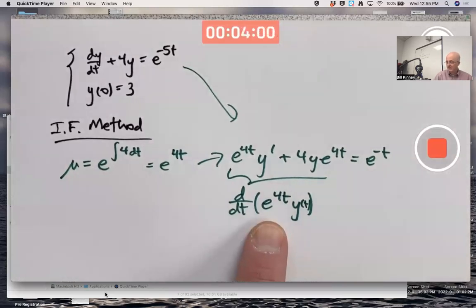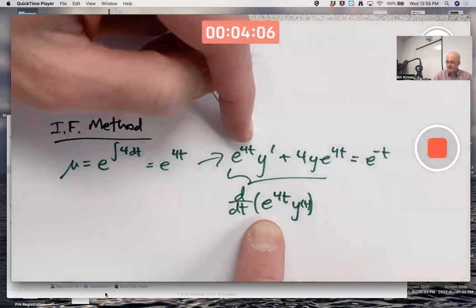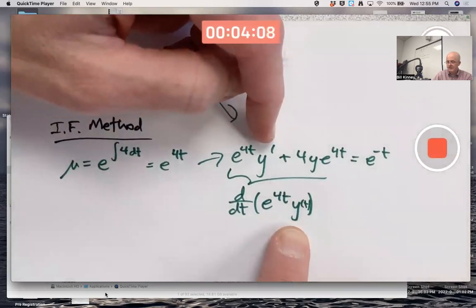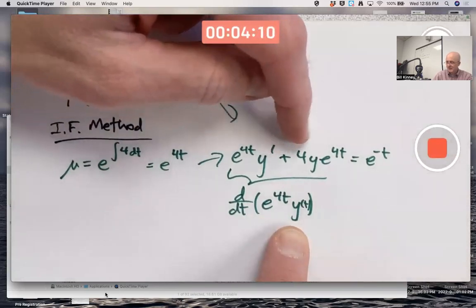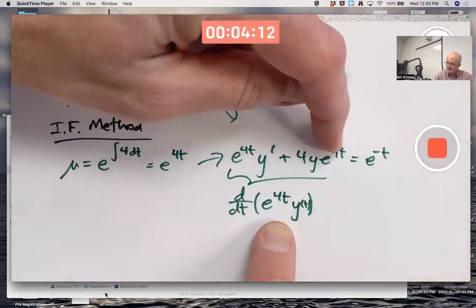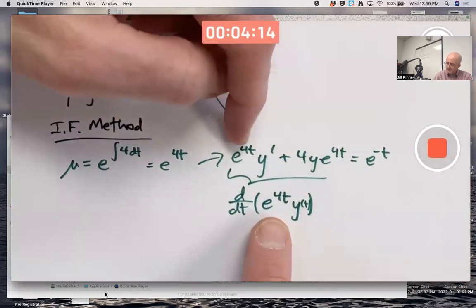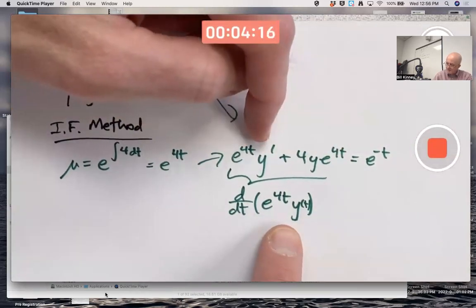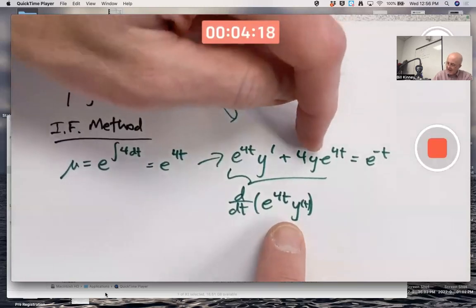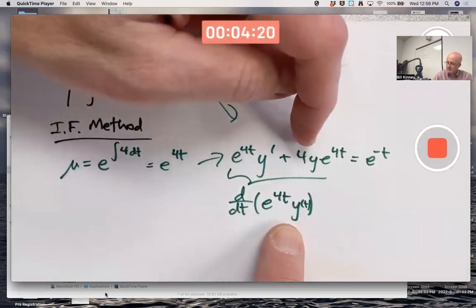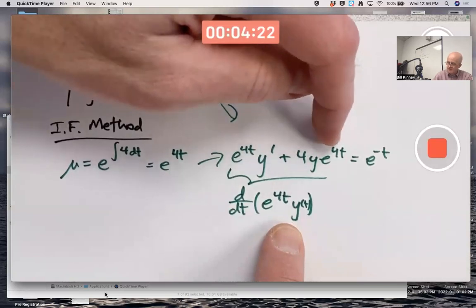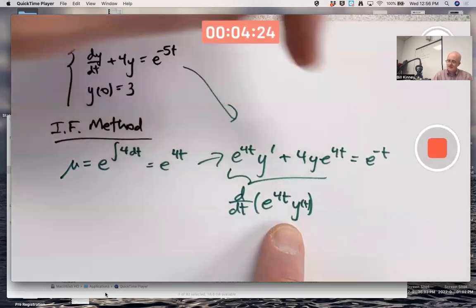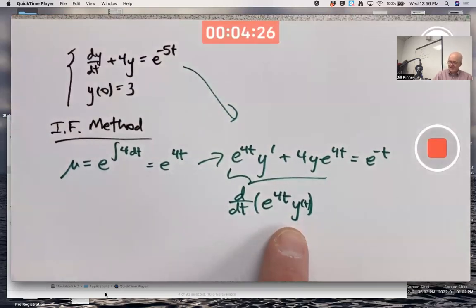It is the derivative of this. If you differentiate this with the product rule, e to the 4t is the first function. So there's the first function times the derivative of the second function, e to the 4t times y prime, plus y, the second function, times the derivative of e to the 4t, which is 4e to the 4t. Because it's the derivative of that, it's easy to integrate.